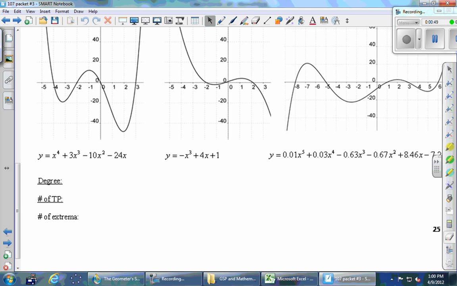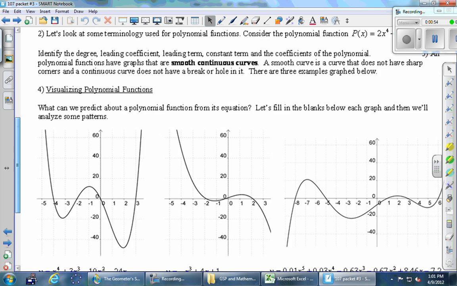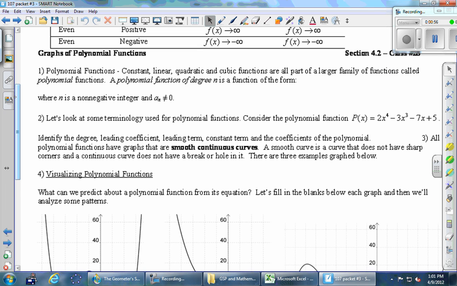So here we are, page 25. We'll go up to the middle and start with number 1. Eric? Polynomial functions.